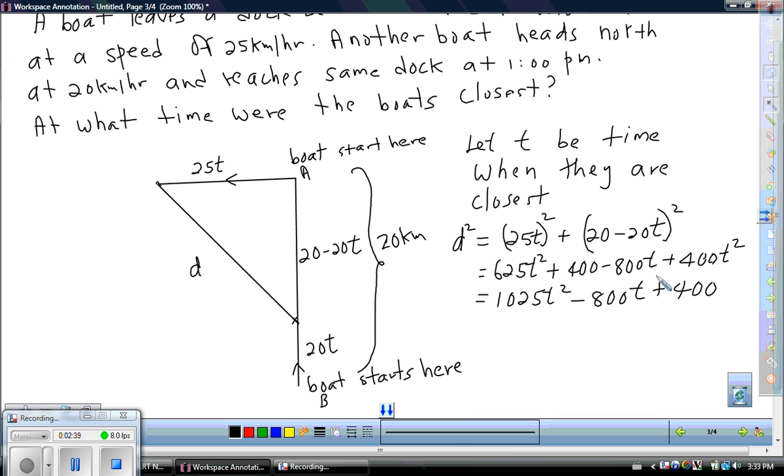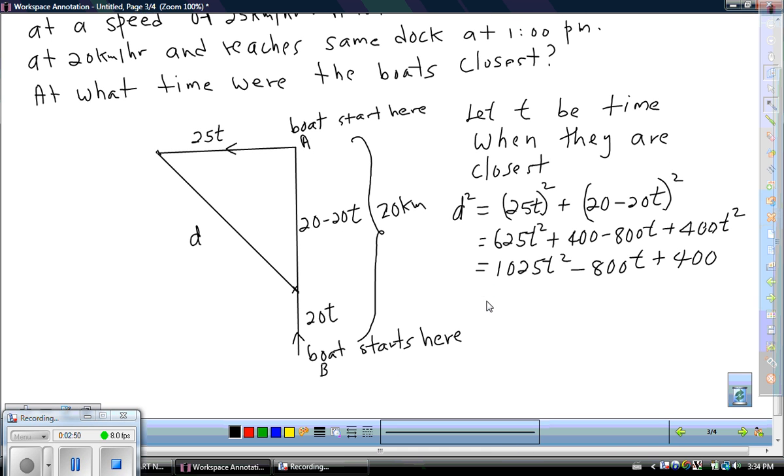One thing that I want to point out to you here is that I can square both sides and differentiate, which makes derivatives a little bit more tricky, or I can just differentiate the square and all works out fine. So we differentiate that and have dD/dt is equal to 2050t minus 800, since the derivative of this constant is 0.